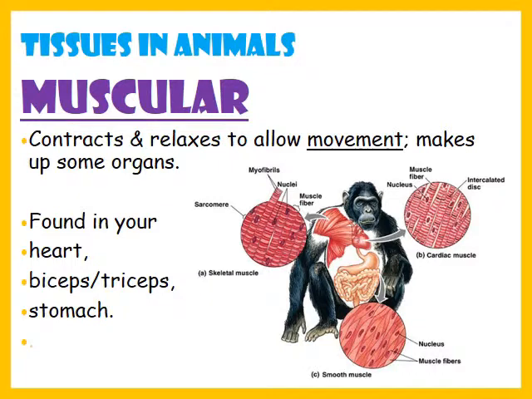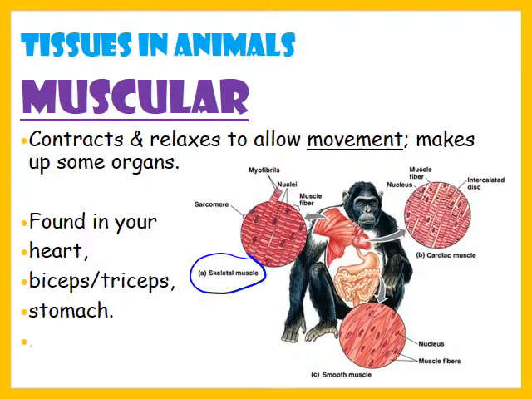Then we have muscular tissue. Muscular is the third type of tissue in animals. It contracts and relaxes to allow movement, and some organs are made out of it. For instance, your heart and your stomach is made of muscle tissue. But then, of course, you actually have your muscles, like your biceps and triceps, your quadriceps. All of your muscles are built of this kind of tissue.